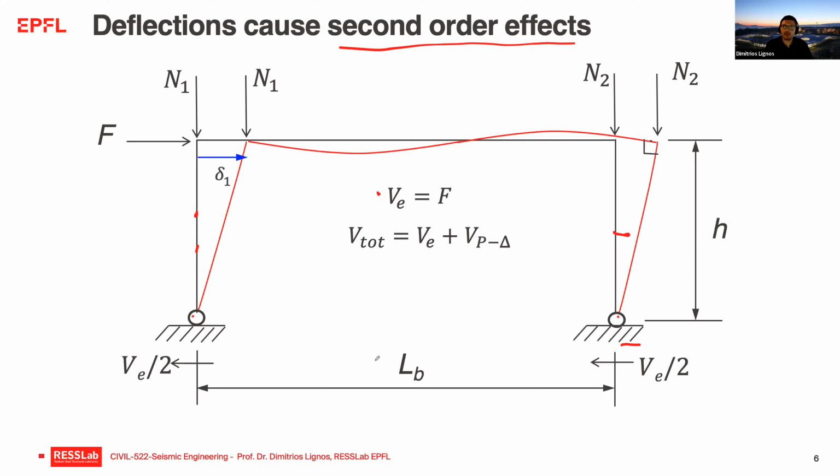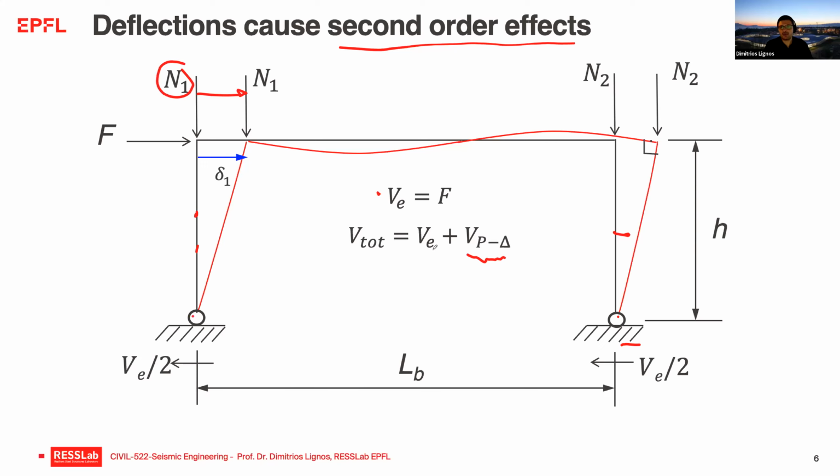However, this solution implies that your deflection here, delta 1, is relatively small. Otherwise, since your frame is deflecting by a large amount, the gravity load that you have on the individual columns is also displacing by the same amount delta 1. This essentially creates an additional shear contribution that is known as shear because of P-delta effects.